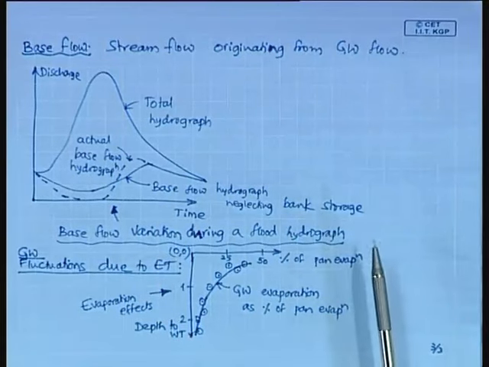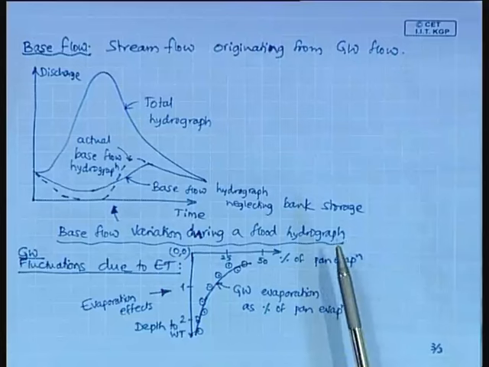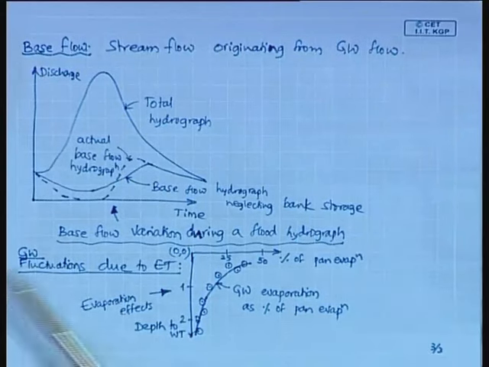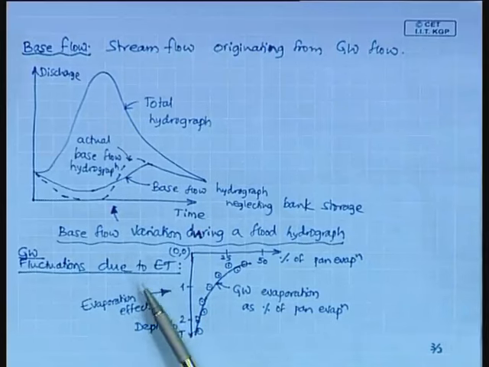Now, let us consider the other factors, such as the impact of evapotranspiration on the groundwater fluctuation. In the previous class, we mentioned that even though groundwater is below the ground, there is always some small portion of groundwater which is very close to the surface level, and it is subjected to evaporation. That is the portion of the groundwater which is directly subjected to evaporation near the surface.